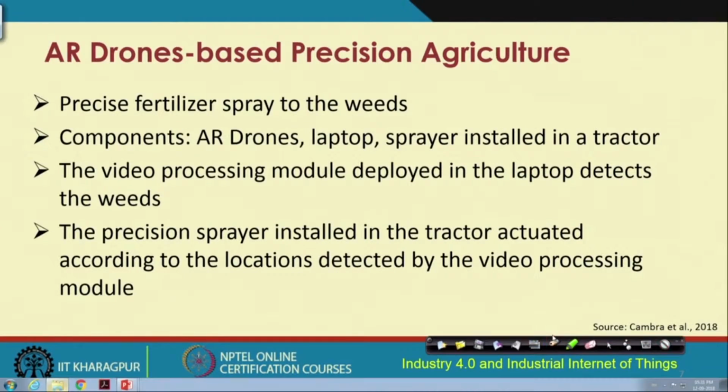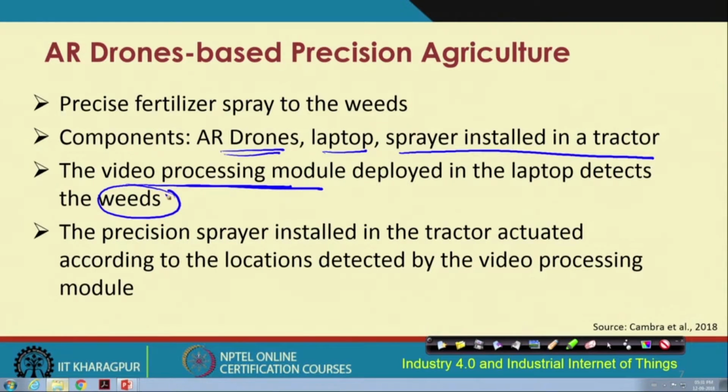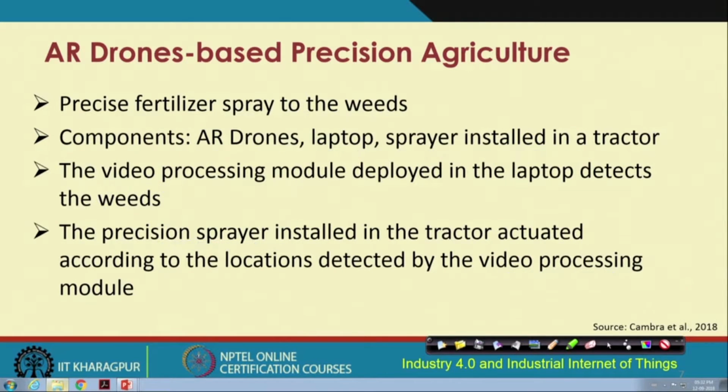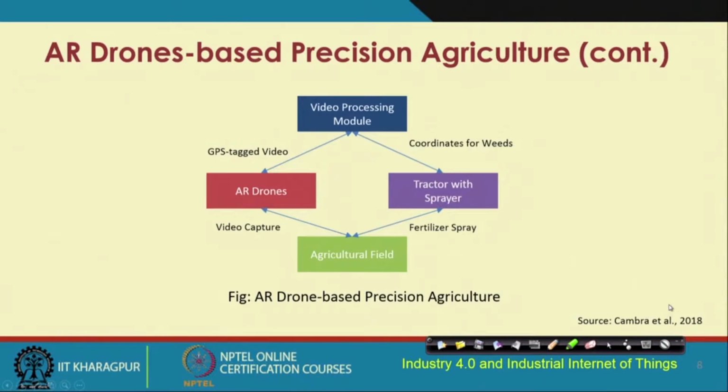So, here in this particular solution they are talking about the use of air drones, laptops, a sprayer installed in the tractor, and video processing modules. This video processing module helps in the spraying of the weedicides on the weeds, and there is also the precision sprayer installed on the tractor, which is actuated according to the locations detected by the video processing module. Here, in this solution, they are using computer vision mechanisms for decision making and analytics. This is the overall architecture, pictorially shown over here.